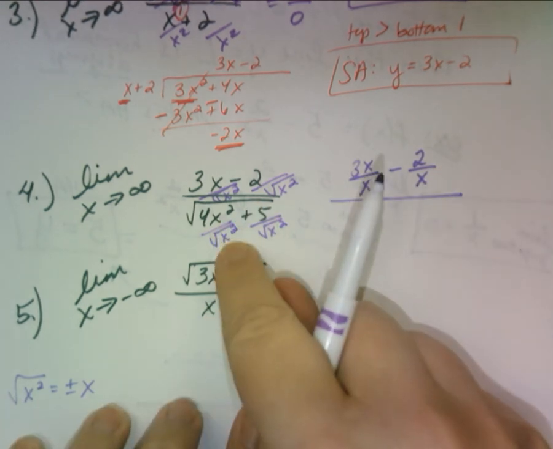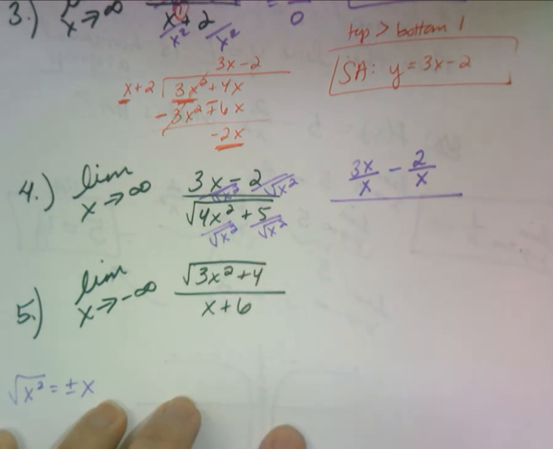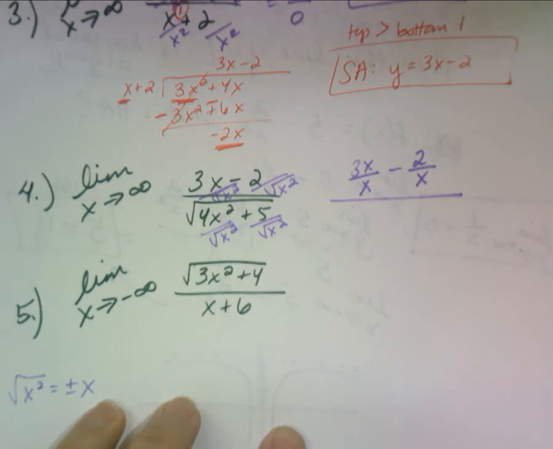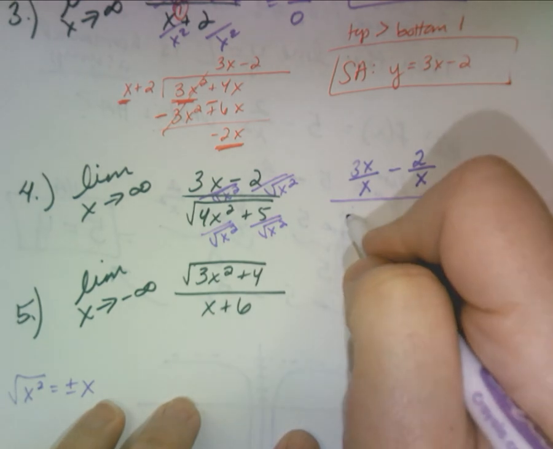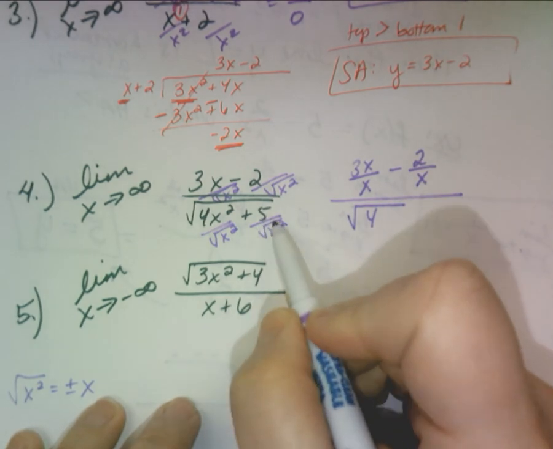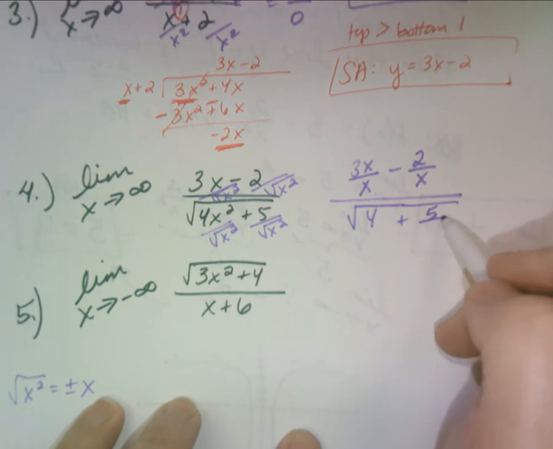On the bottom, since they're both underneath the same square root, what does this reduce to? What would the square root of 4x squared over the square root of x squared reduce to? Square root of 4. And then what is this other term going to reduce to? Well, it doesn't matter. Square root of 5 over square root of x squared.